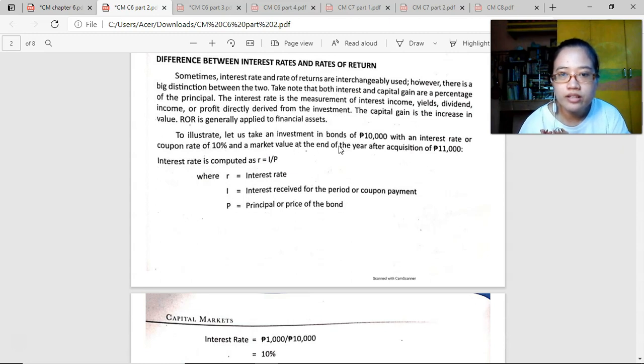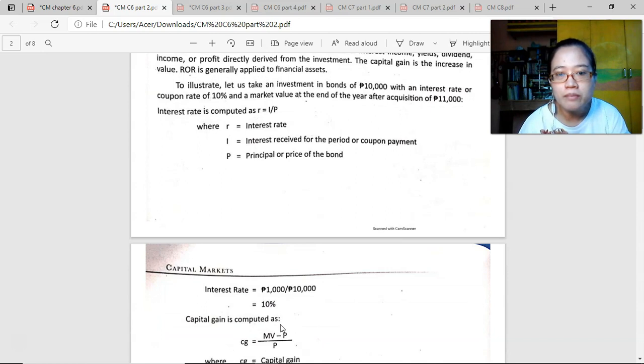To illustrate, investment in bonds, 10,000 pesos, interest rate or coupon rate of 10%. And the market value at the end of the year after acquisition of 11,000. Meaning, you can sell it for that much in the market. Interest rate is computed as R equals I over P. R is the interest rate, this is I. I is the interest received for the period or coupon payment, and then P is the principal or price of the bond.